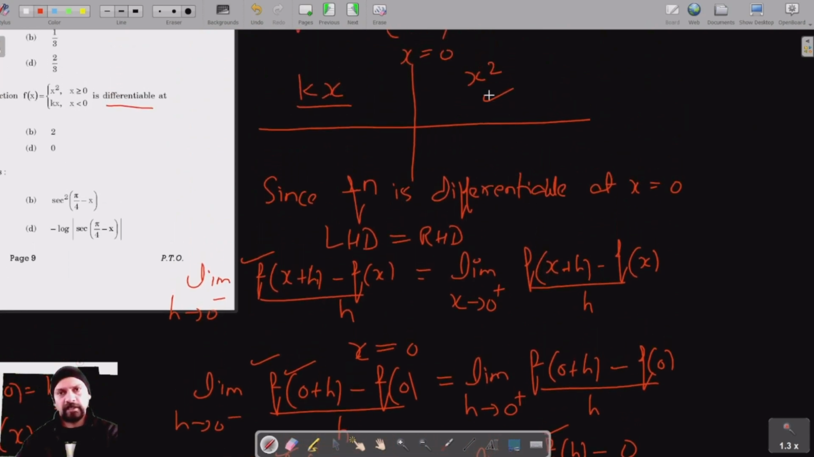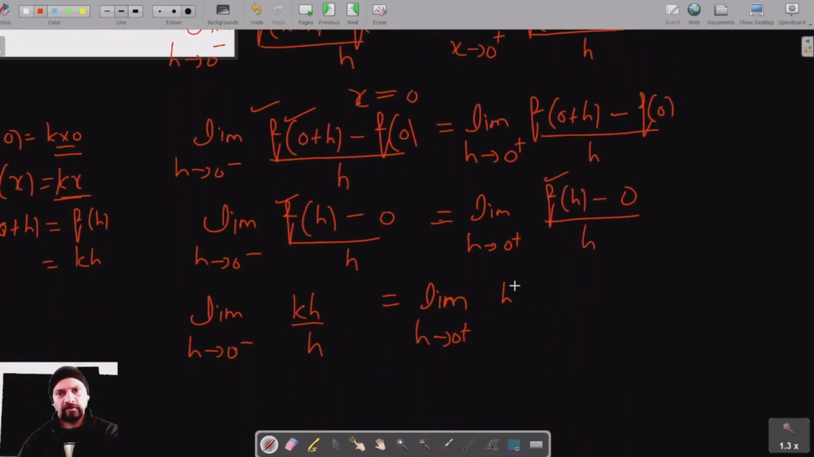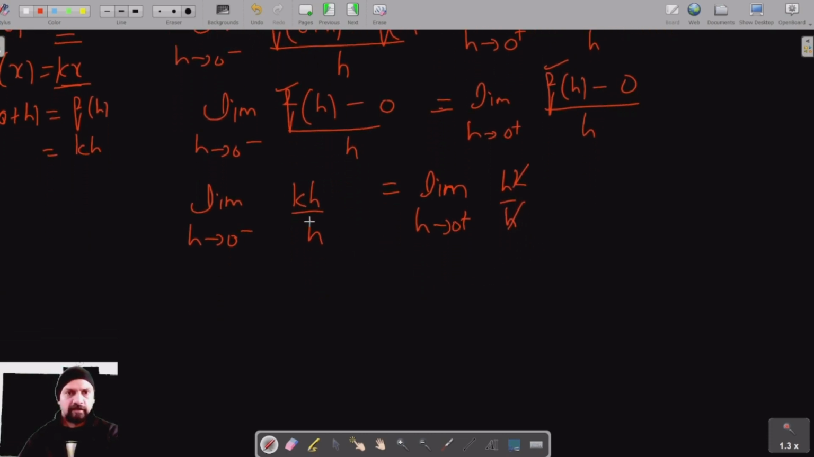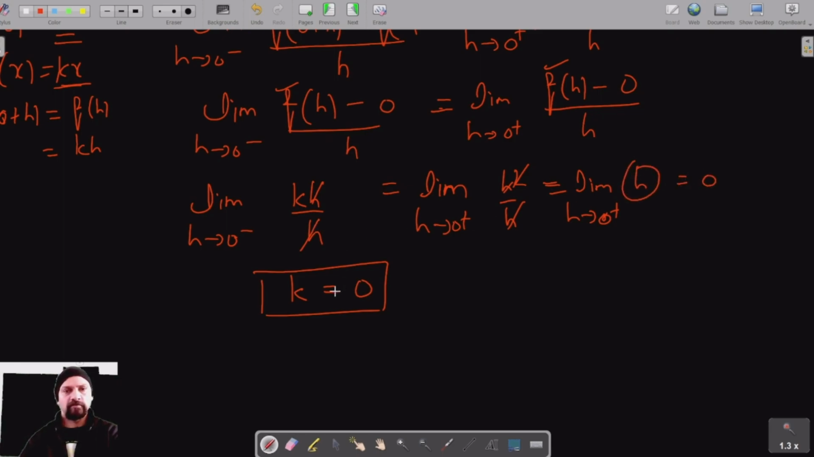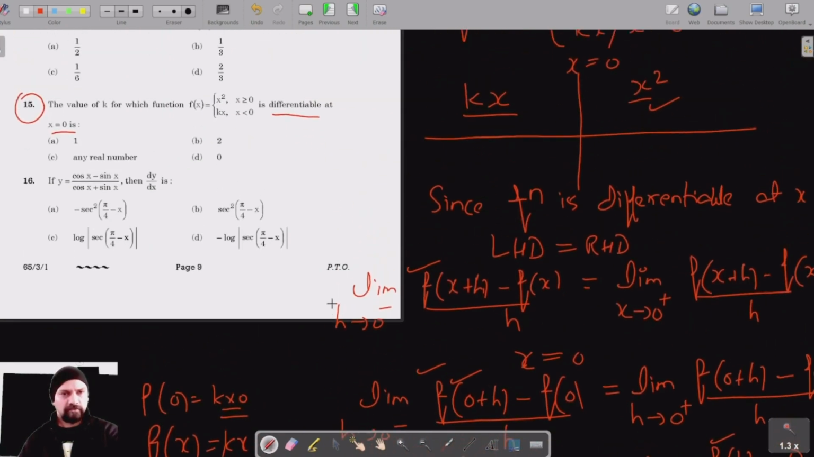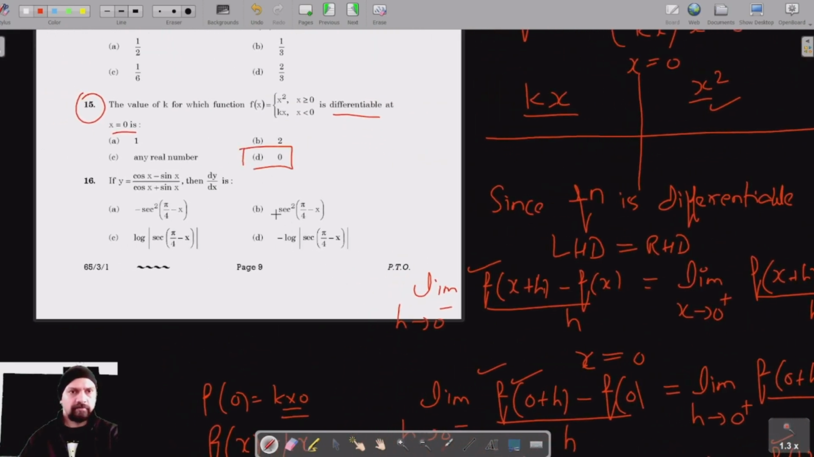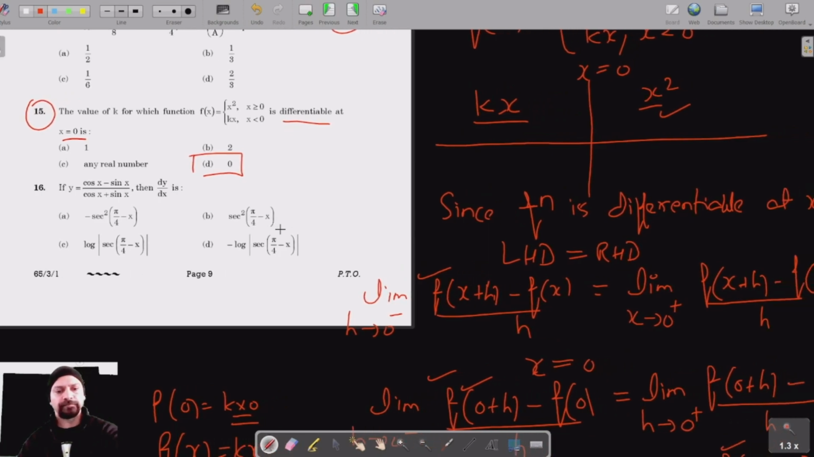And for the right hand derivative, the function is x squared. So this is h squared by h, and this gets cancelled. Here it's k, and this is equal to h, and we put the value of h, which is 0, so k is equal to 0. So the limit h tends to 0 positive gives h, and if we put h equal to 0, k is equal to 0. And k is equal to 0, so the right option is option D. Let's move on to question number 16.